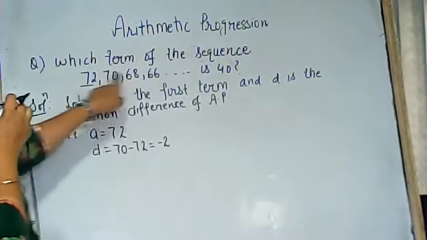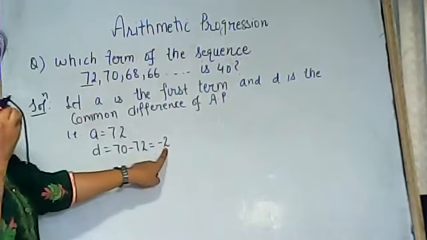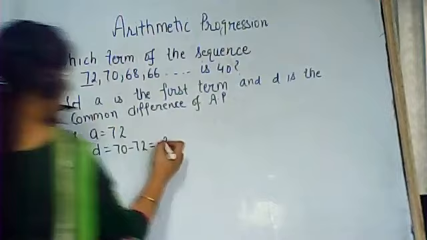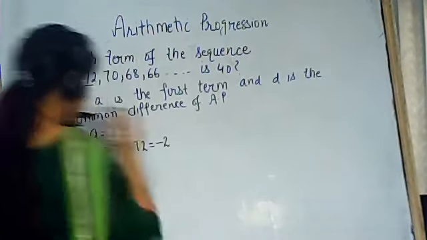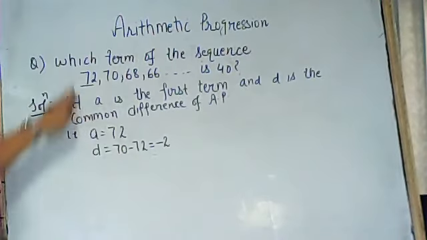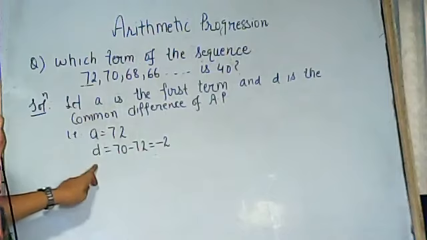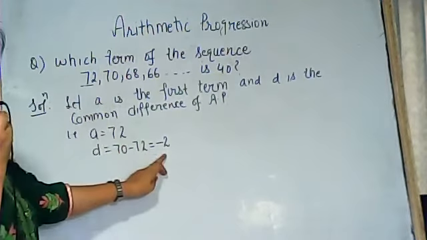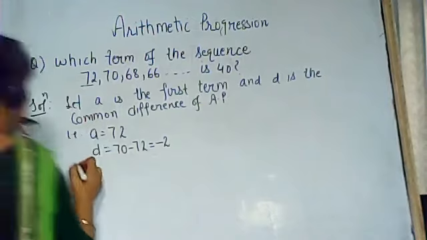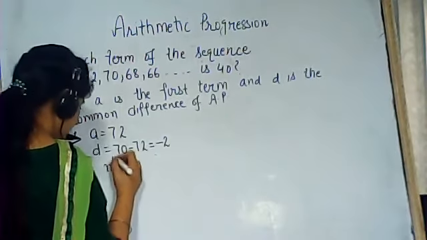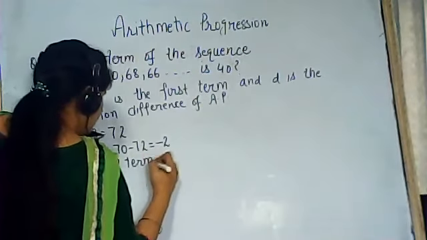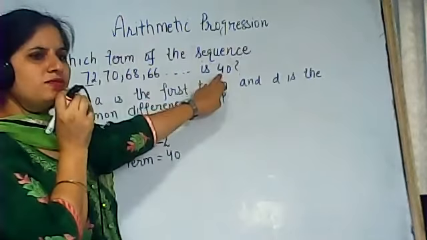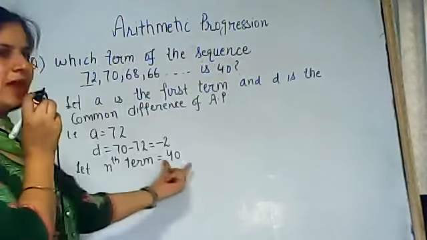Similarly, 68 minus 70 is again equal to minus 2. 66 minus 68 is again equal to minus 2. It means the first term of the given sequence is 72, and D, the common difference, is equal to minus 2. Now let us consider the nth term equal to 40. Since we don't know the position of 40, let us consider this as our nth term.